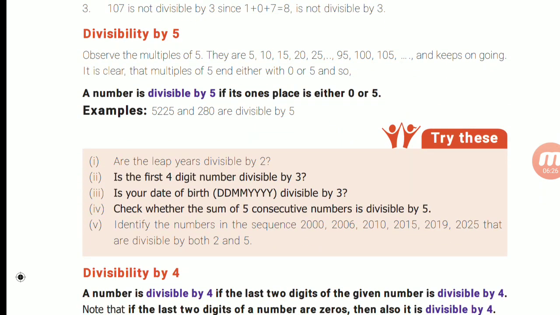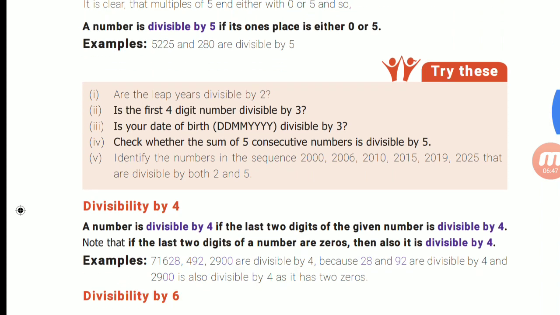Divisibility by 5. Very simple. If a number ends with 5 or 0, keep it in mind, if a number ends with 5 or 0, it is divisible by 5. Okay, they give an example. 5,225, it ends with 5, so it is divisible by 5. 280, it ends with 0, so it is also divisible by 5.